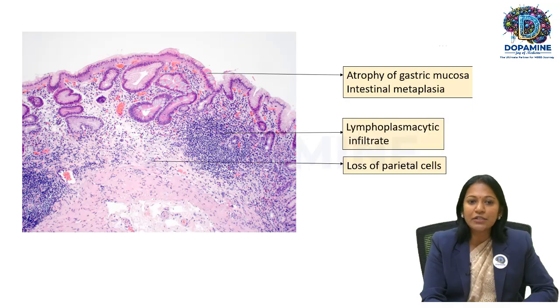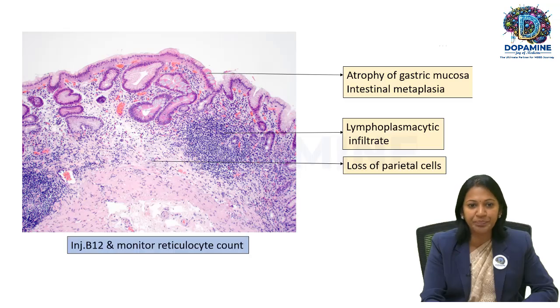And finally, there is a loss of parietal cells. We can't even see the parietal cells in the gastric biopsy. So to these people we have to give injection B12 and monitor the reticulocyte count, to see whether the person is responding or not, because when you give injection B12, it will be directly absorbed by passive diffusion.